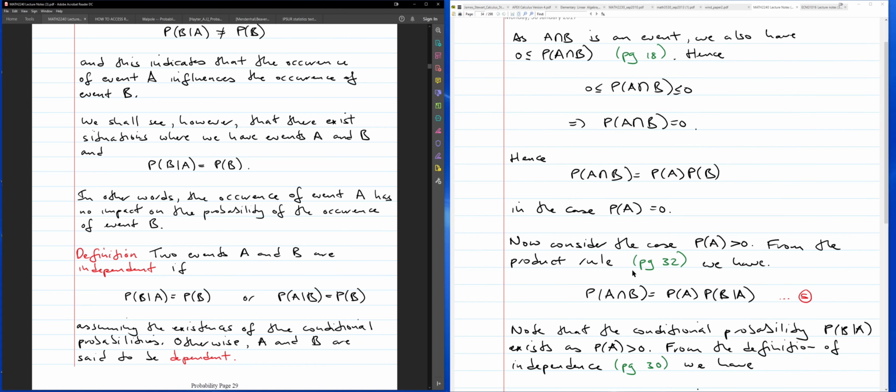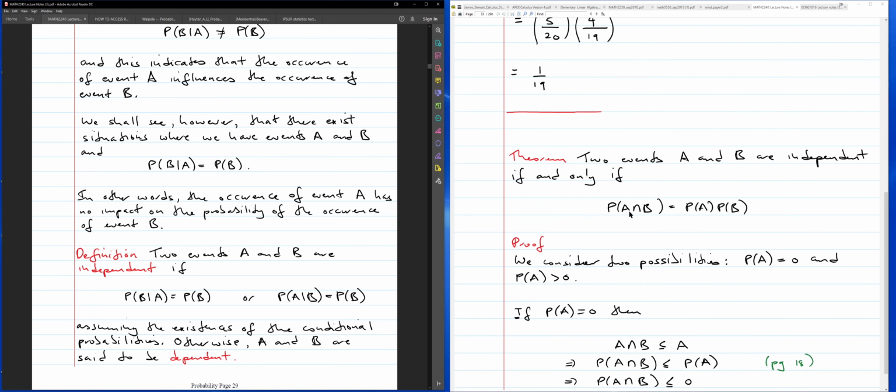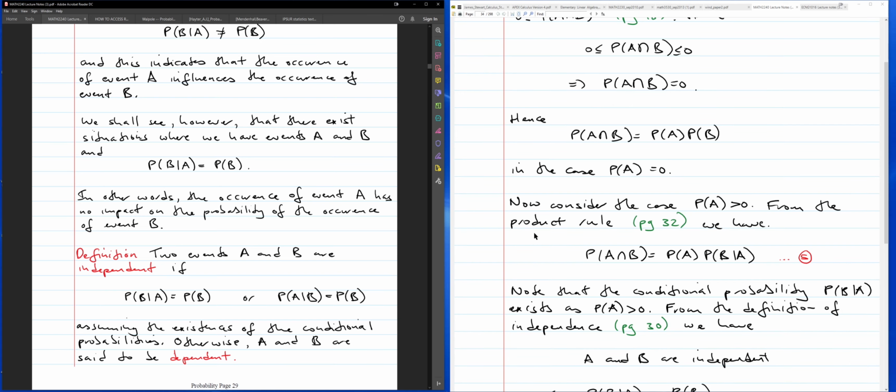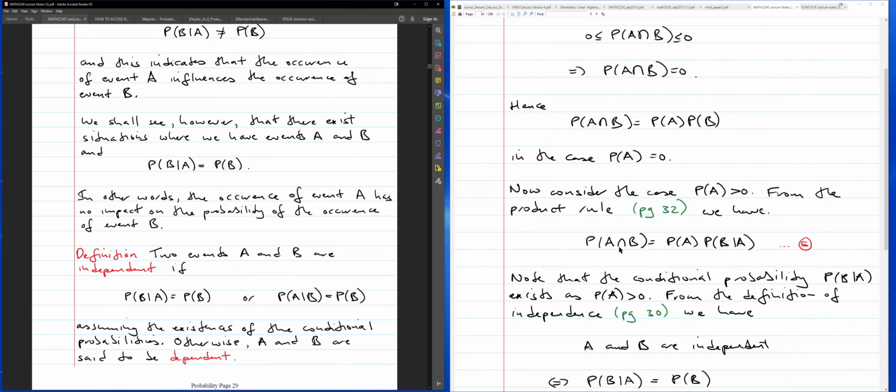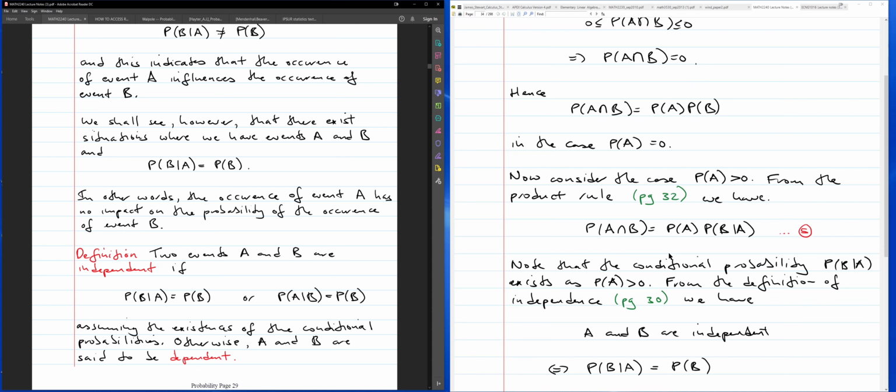Okay, so probability of A is bigger than 0. What do I want to show? I want to show that probability of A intersect B is equal to probability of A times probability of B. What I'm going to do is use my product rule: probability of A intersect B is equal to probability of A times probability of B given A. And I'm assuming that probability of A is bigger than 0, so this conditional probability exists.